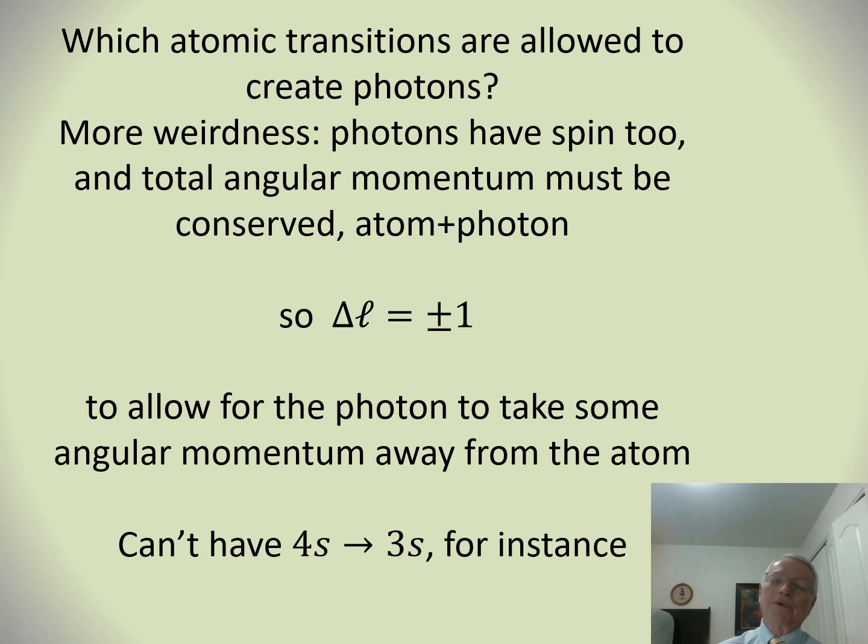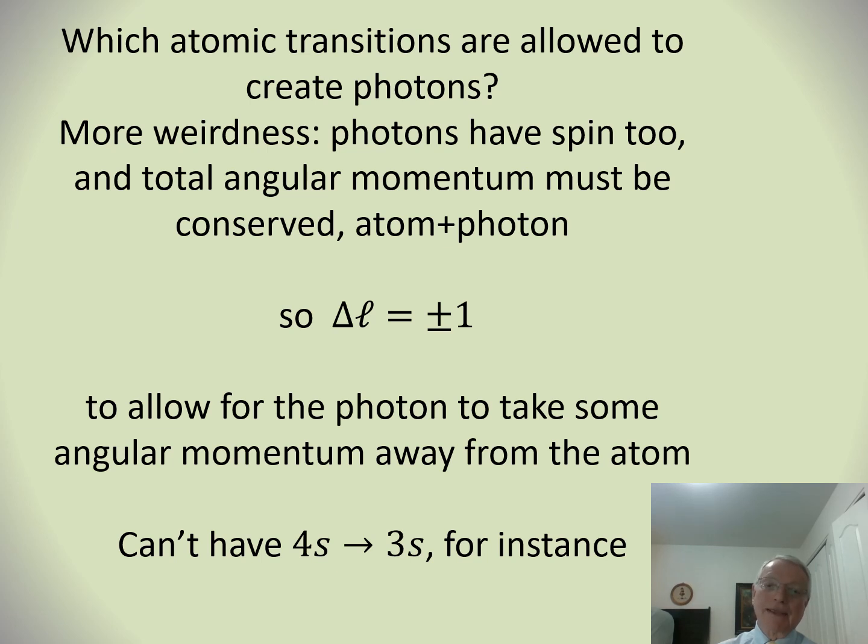That way, the photon's frequency can be just right to conserve energy as the electron loses energy in going down to a lower energy level. And the atom changes its angular momentum by 1, so that when the photon leaves with 1 unit of angular momentum, angular momentum is conserved.